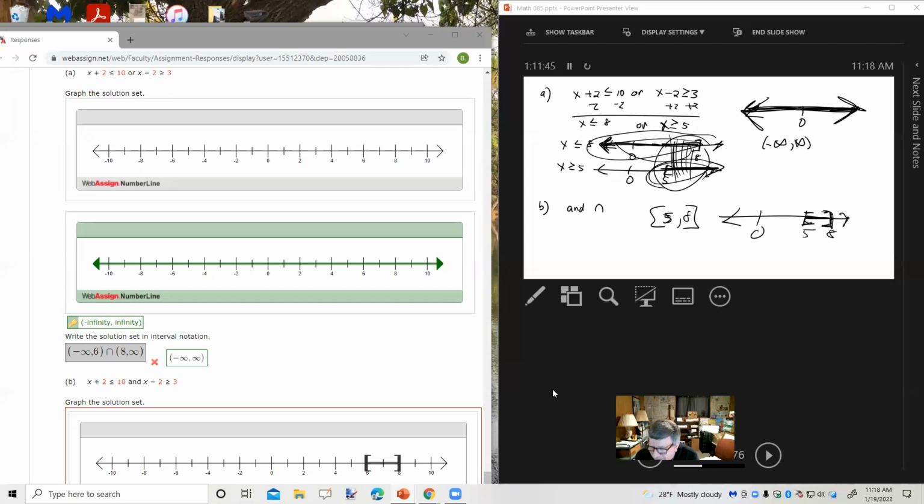Yes, it does make sense. Yeah, keep reminding yourself throughout the problem: are we doing a union here or are we doing an intersection? Because that's the big thing. People forget which one they're doing halfway through the problem.